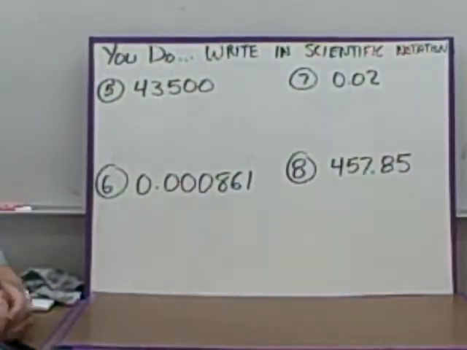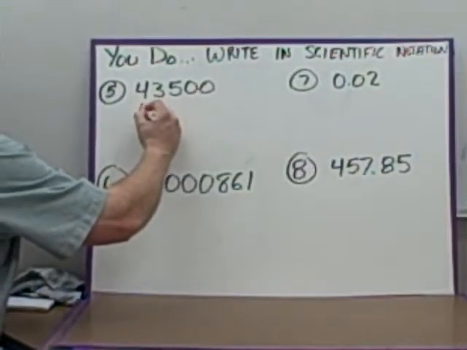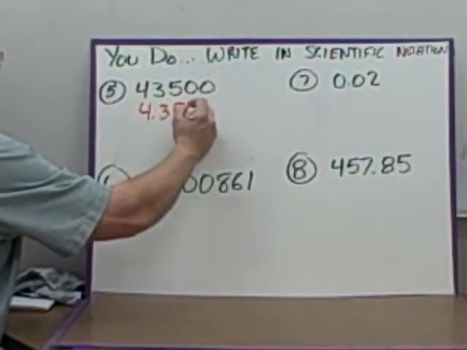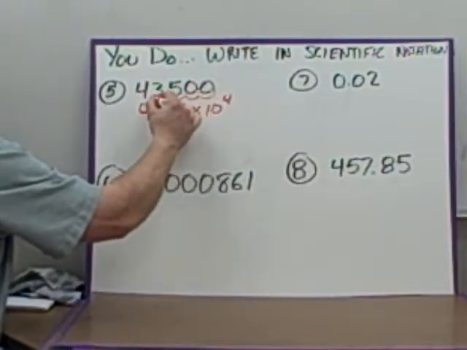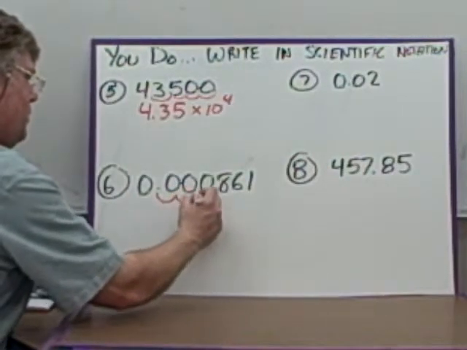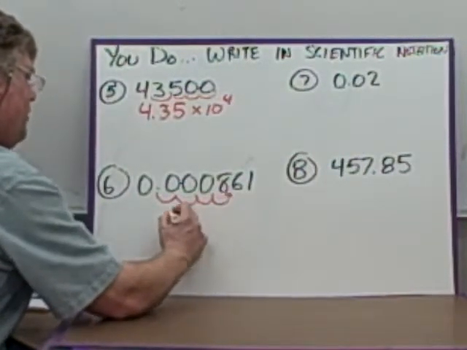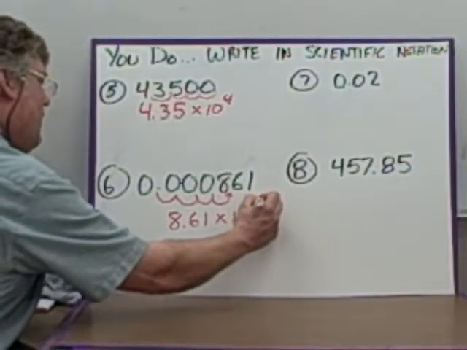Okay, pause the video, give this a try, and we'll go over the answers. Welcome back. This one's going to be 4.35 times 10 to the 4. 1, 2, 3, 4. This one's going to be 1, 2, 3, 4 as well, but it's going to be 8.61 times 10 to the negative 4.